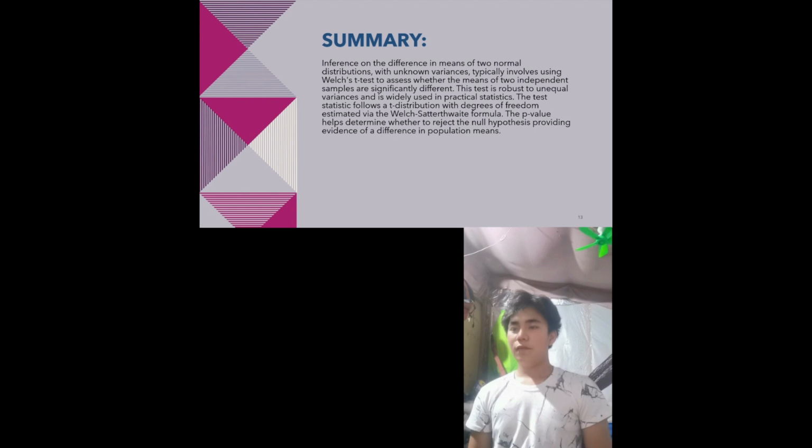So in summary, inference on the difference in means of two normal distributions with unknown variances typically involves using Welch's t-test to assess whether the means of two independent samples are significantly different. This test is robust to unequal variances and is widely used in practical statistics. The test statistic follows a t-distribution with degrees of freedom estimated via the Welch-Satterthwaite formula. The p-value helps determine whether to reject the null hypothesis, providing evidence of difference in population means.